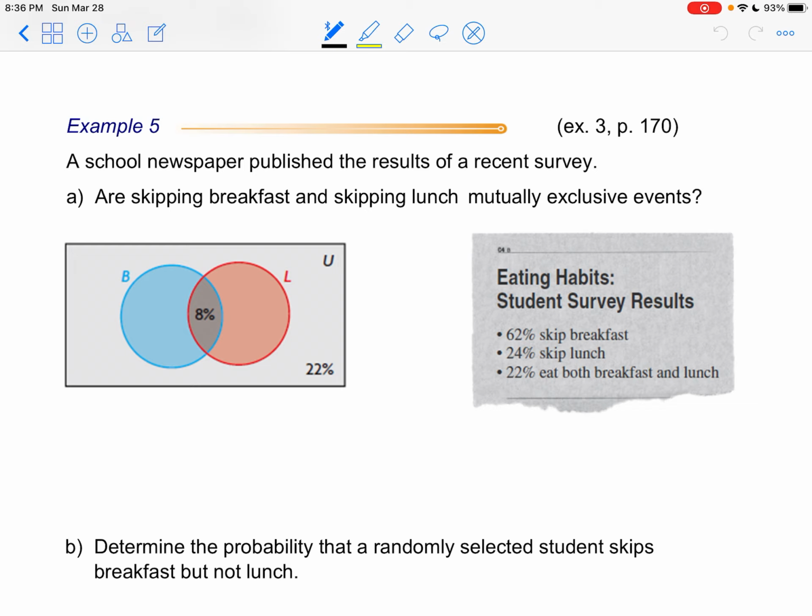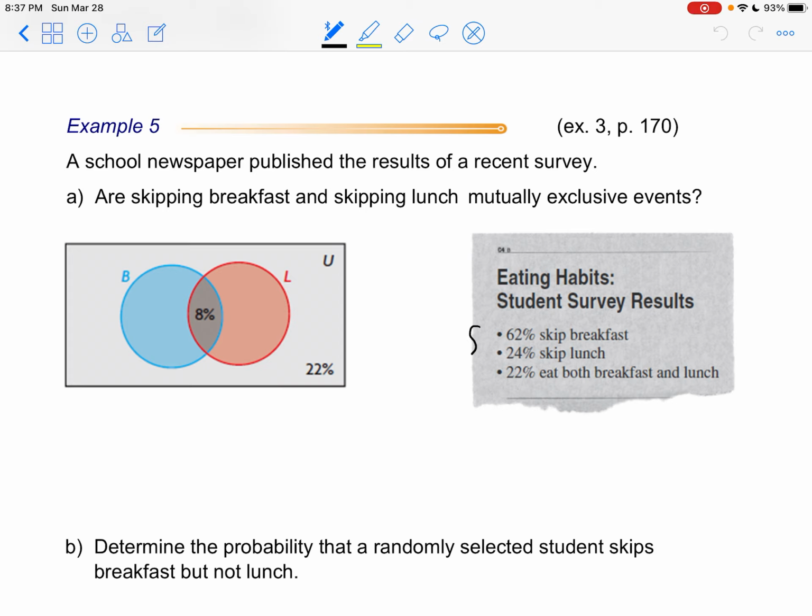You can see the little clipping there where it says, eating habits, student survey results, 62% skip breakfast, 24% skip lunch, 22% eat both breakfast and lunch. And the question A asks, are skipping breakfast and skipping lunch mutually exclusive events? So we do the same thing to test that.